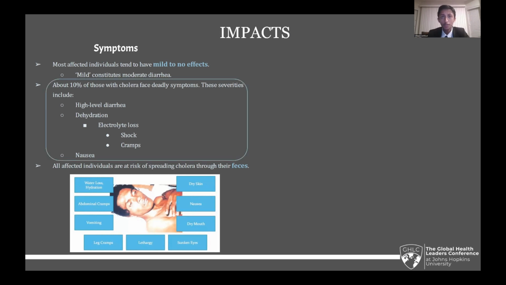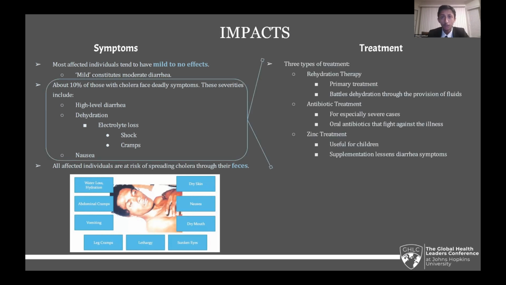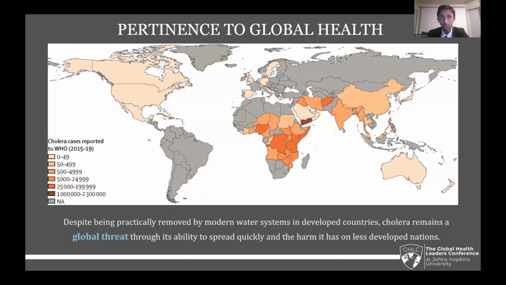The primary treatment for these more affected patients is rehydration therapy, where they are provided salts and electrolytes through oral rehydration solution. If the case is very severe, patients are put on intravenous fluids. Other treatments include antibiotics and zinc for children.